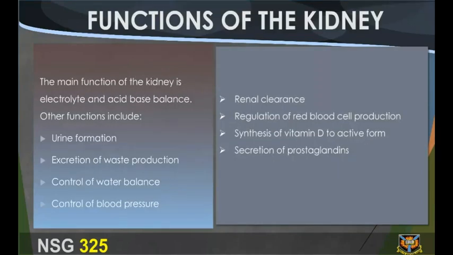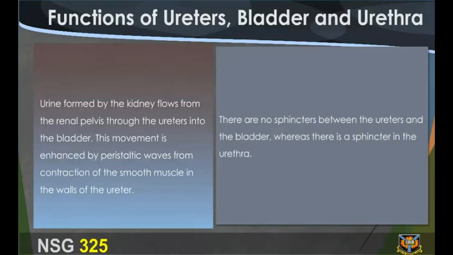Functions of the kidney. The main function of the kidney is electrolyte and acid-base balance. Other functions include urine formation, excretion of waste products, control of water balance, control of blood pressure, renal clearance, regulation of red blood cell production, synthesis of vitamin D to active form, secretion of prostaglandins.